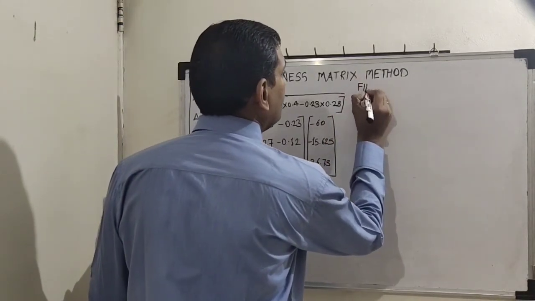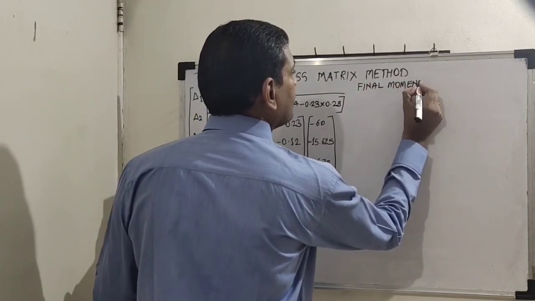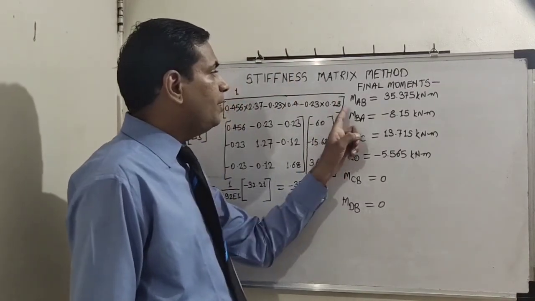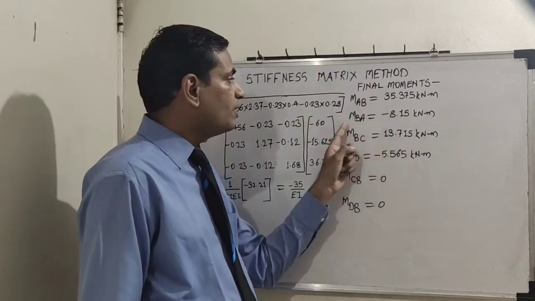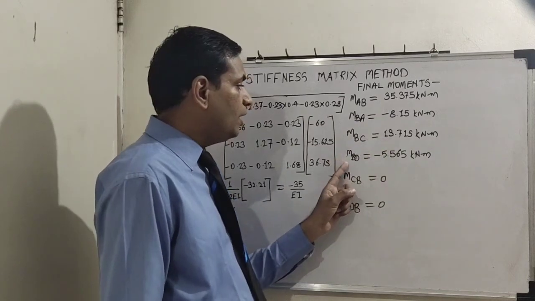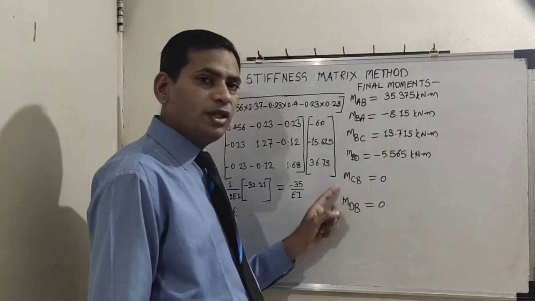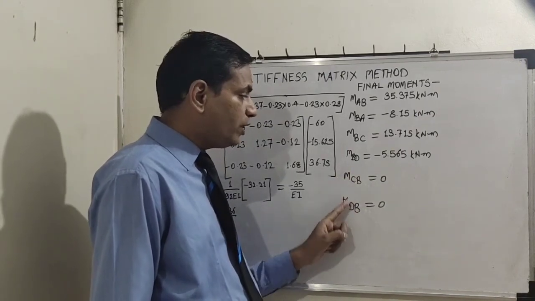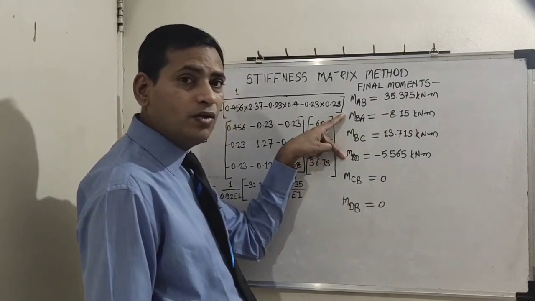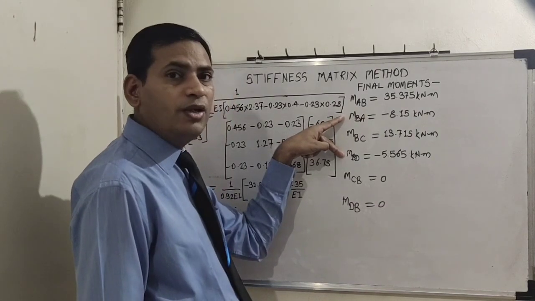So next step is final moments. So these are final moments. MAB is 35.375, MBA minus 8.15, MBC 13.75, MBD minus 5.565, CB and DB both are 0 because C and D both joints are hinge type of joints, and net value of moments on joint B. So if you take algebraic addition of all these values, it will be 0.